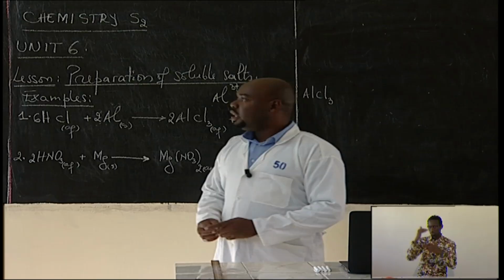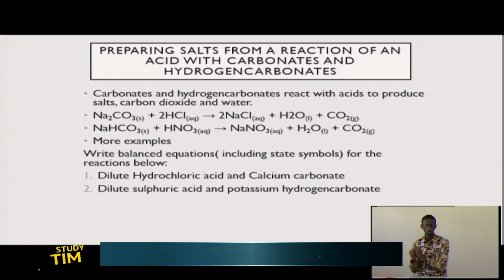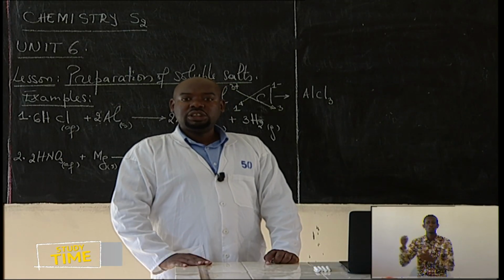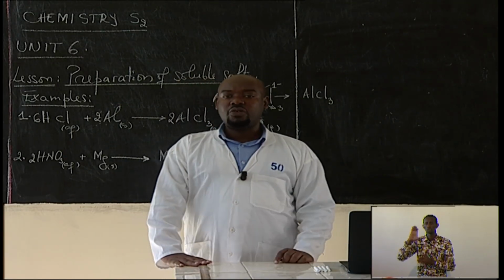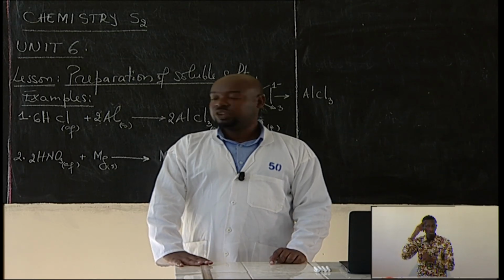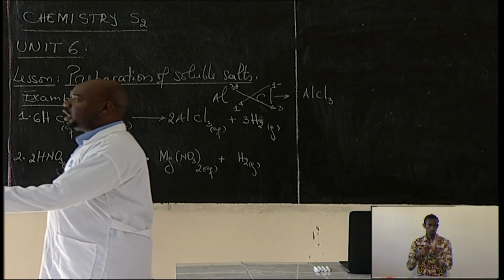The second method is preparing these soluble salts from a reaction of an acid with carbonates and hydrogen carbonates. Do you remember the formula of carbonates and hydrogen carbonates? Do you remember some of the carbonates and the hydrogen carbonates? Yes, I'm very sure you do remember them. So here we have the examples we will analyze.